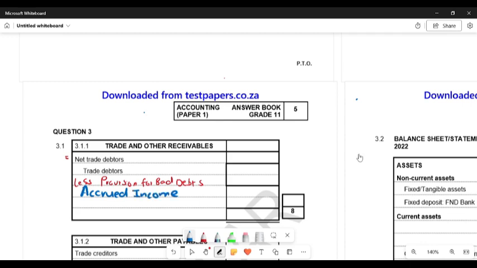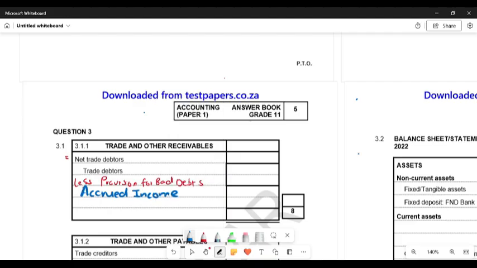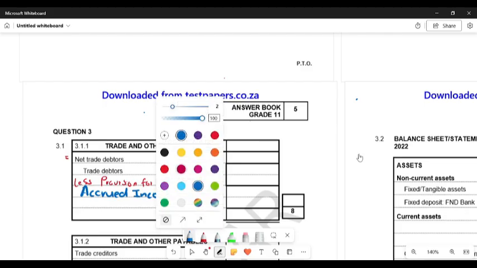Now, what exactly is accrued income? So let me just reduce the size of this. Accrued income, it is that income that we didn't receive in full, right? Accrued simply means that it's not paid in full, right? So, for example, we were supposed to receive rent up until December, but we only received rent up until November, right? The rent for December is accrued, right? So, accrued income in simple terms, this is the income that we didn't receive in full. Now, what other line items do we need to include here?